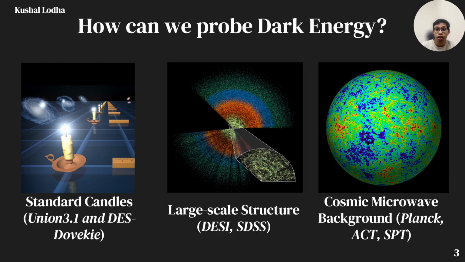How do we probe dark energy? We rely on 3 complementary observational probes. First are standard candles like type Ia supernovae. Second, we have large-scale structure surveys like DESI and SDSS that provide us a standard ruler through baryon acoustic oscillation and turnover scale. And finally, we have the cosmic microwave background from experiments like Planck, ACT, and SPT.